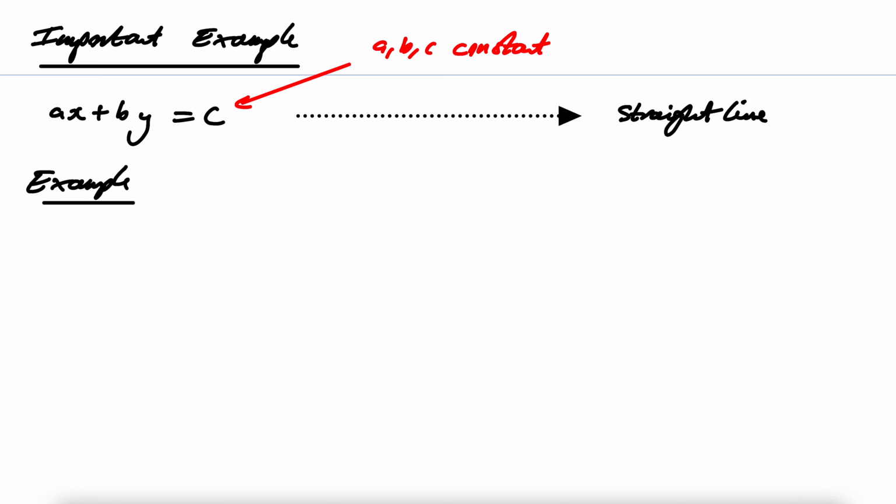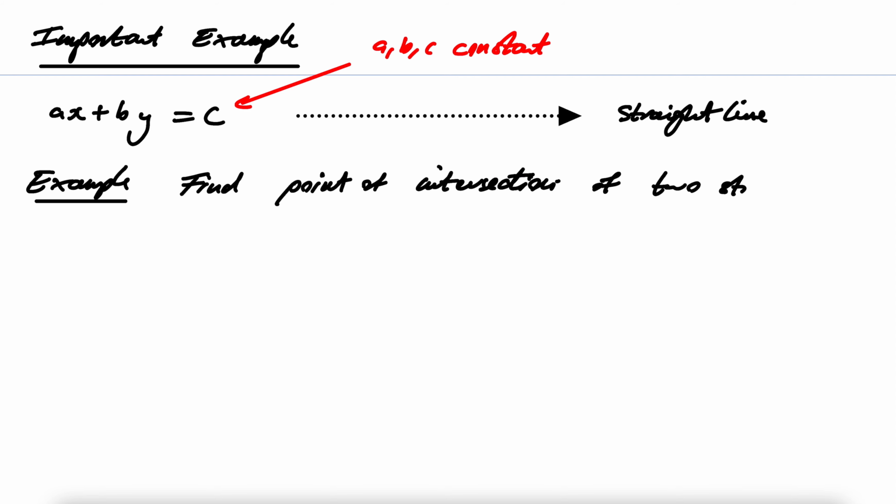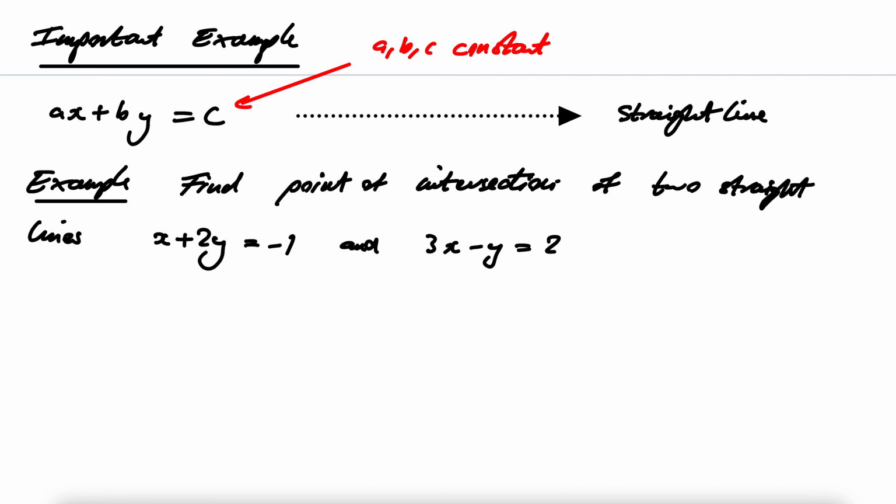So imagine I have two straight lines and I want to know the intersection. That's the point where the straight lines cross each other. So find the point of intersection of the two straight lines. I'll give them in this format. Let's do x + 2y = -1 and 3x - y = 2.